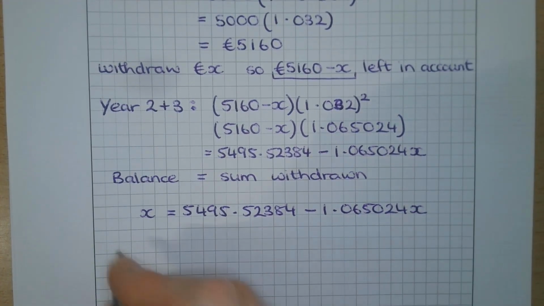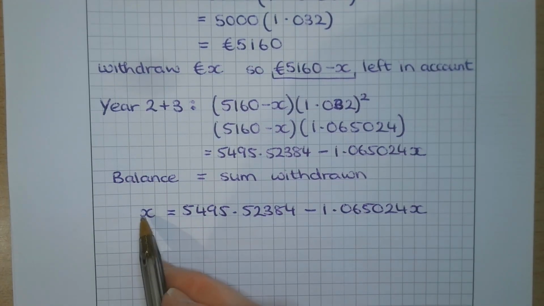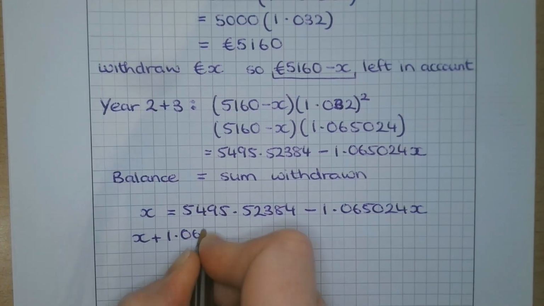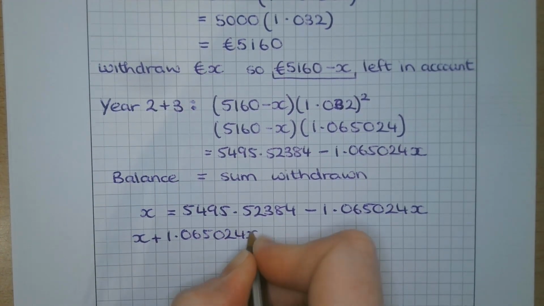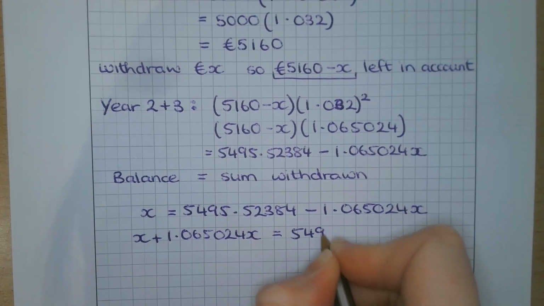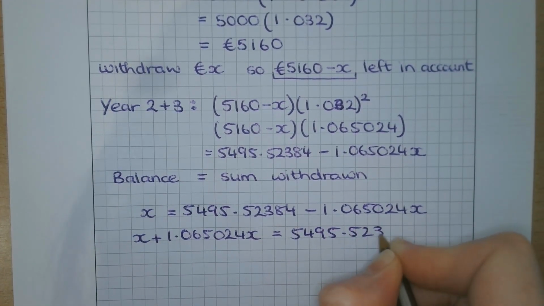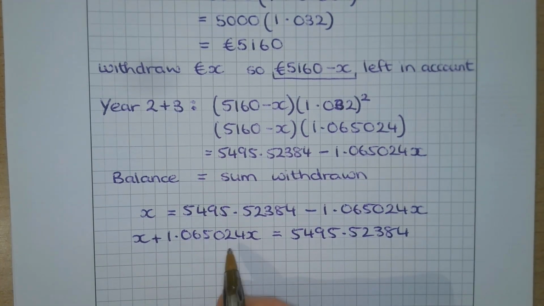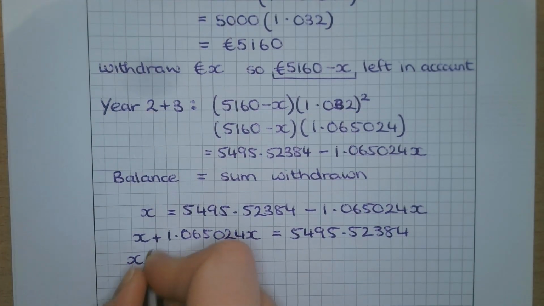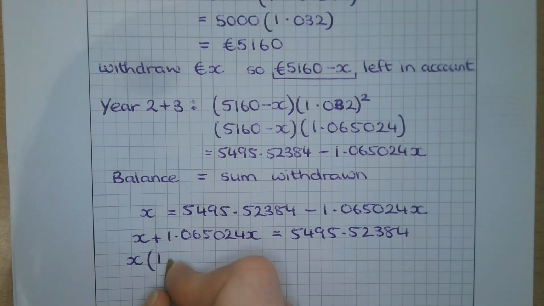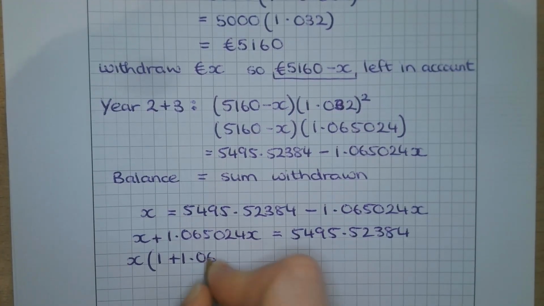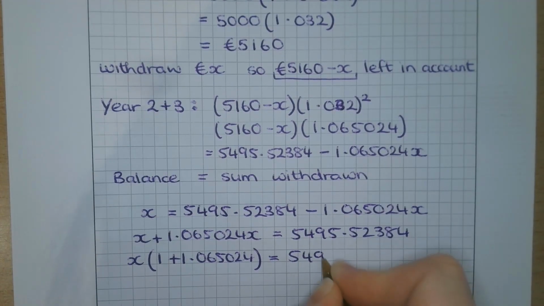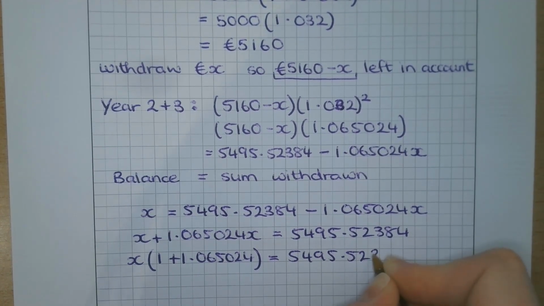So let's keep the X's together. What we end up with here is X plus 1.065024X is equal to 5,495.52384. Can't really add these together as such, but what we can do is factorize this side and take the X out, and that suits what we need. And we're left with 1 plus 1.065024 in a bracket is equal to 5,495.52384 on the other side.